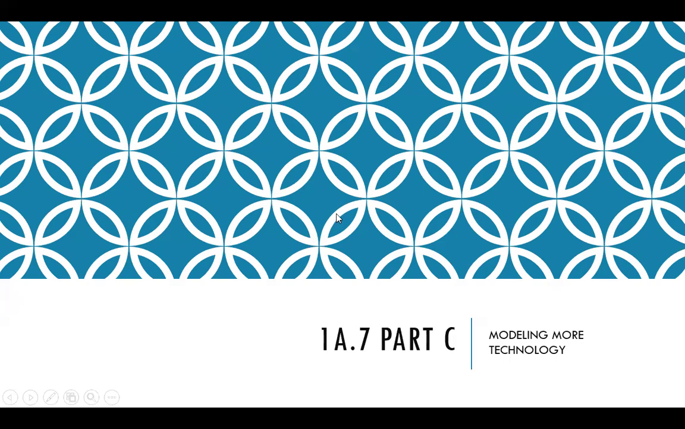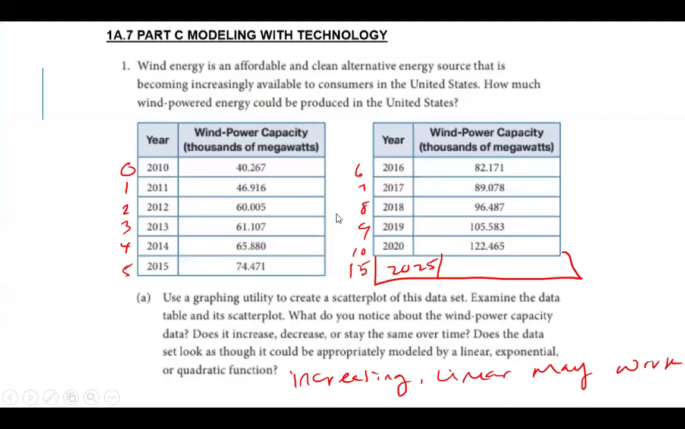So yes, 1A.7 part C. And so when you were told to work this problem, I told you to go ahead and put in zeros, 1, 2, 3, 4s, and 5s. And then after we did that, we then went to Desmos to analyze the graph.